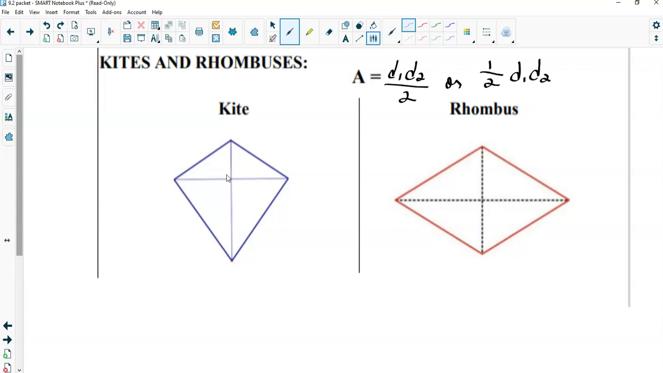However, we need to know what's important to know about kites. Well, we know that in the kites, the diagonals are perpendicular to each other. And so it is like that in the rhombus. In the rhombus, all the sides are congruent and the diagonals bisect each other. And that is true. Okay, what else?